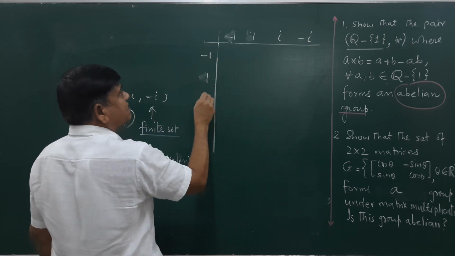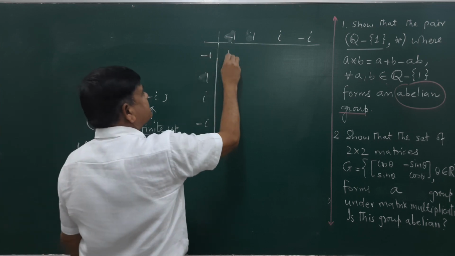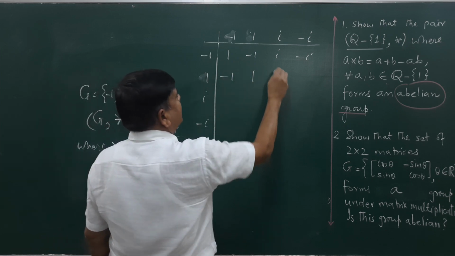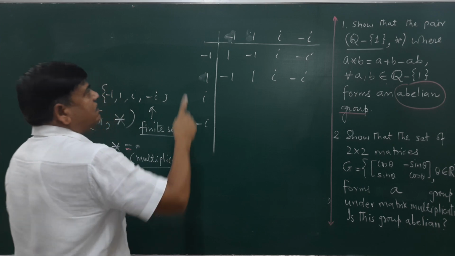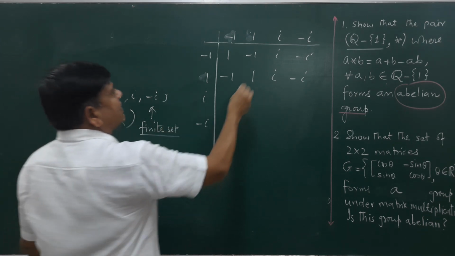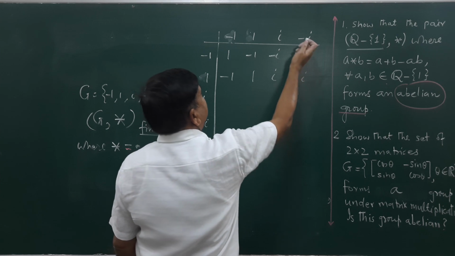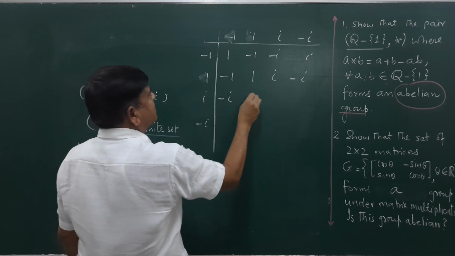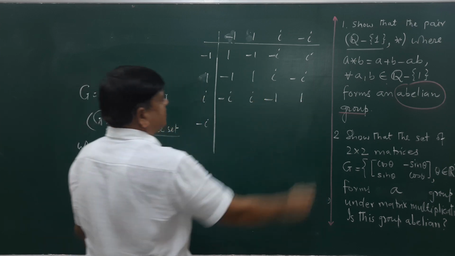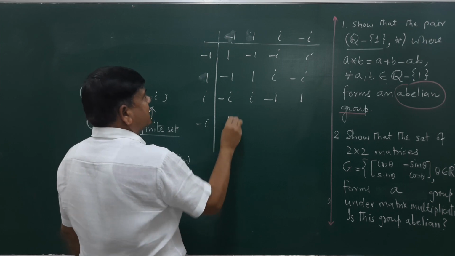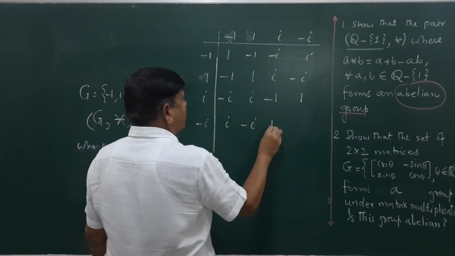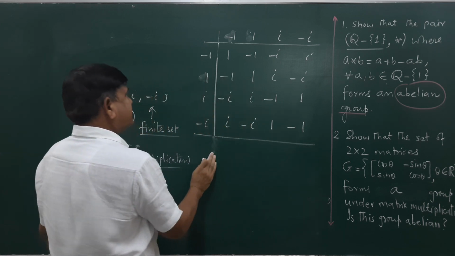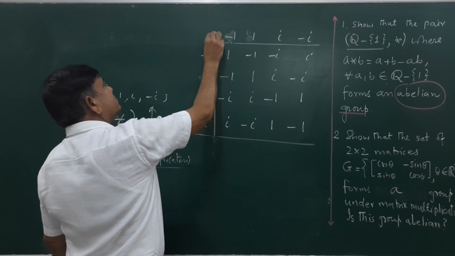Minus 1, 1, iota, minus iota. This into this. Then it is minus 1, 1, iota, minus iota. Okay. Minus iota here, and this is plus iota. Okay. This is minus iota, minus 1, and it is plus 1. Minus minus plus, so it is iota, minus iota, 1, and this is minus 1. Look at this.